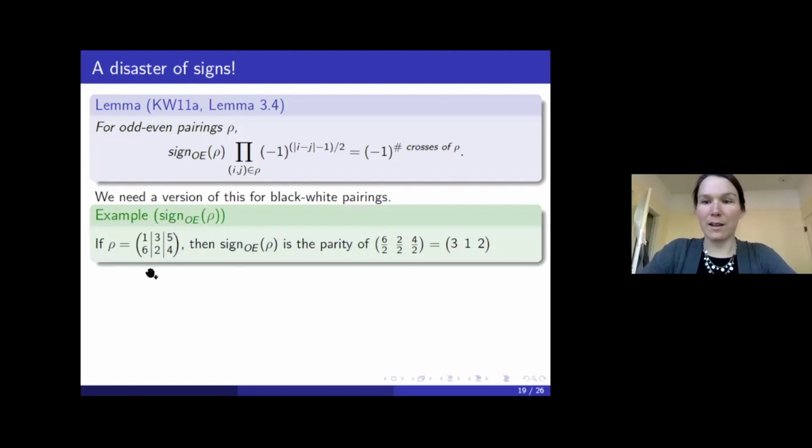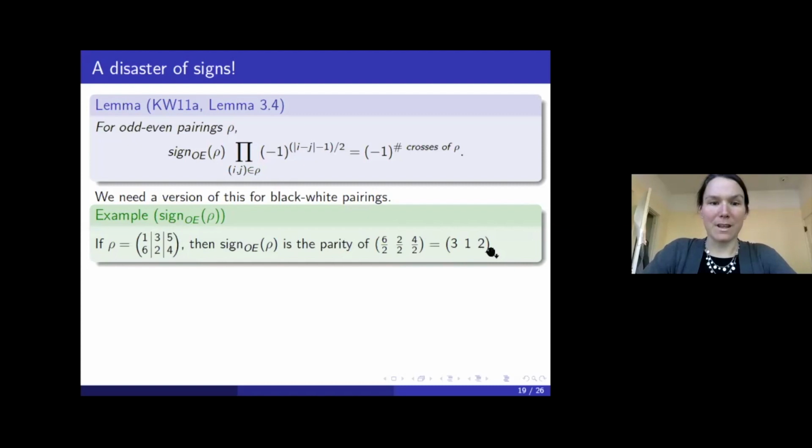The odd-even sign of a pairing is defined by thinking of it as a permutation in one-line notation. Whenever you have an odd-even pairing, you can write the odd nodes in increasing order, and then the even nodes that they're paired with. Then the odd-even sign of that pairing is obtained by dividing all of the even nodes by 2, and it's the sign of this 312 considered as a permutation in one-line notation.